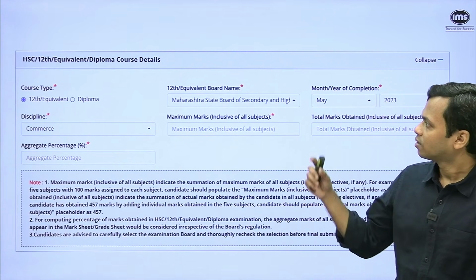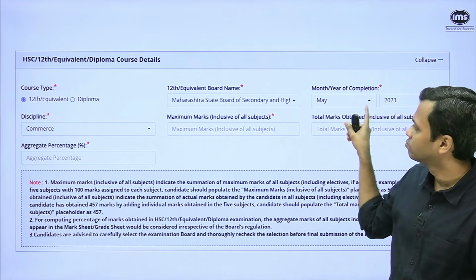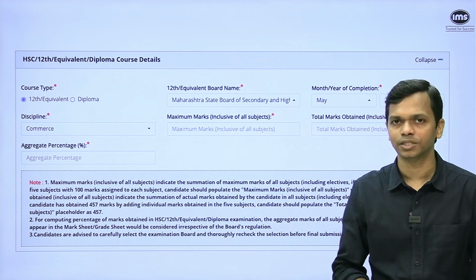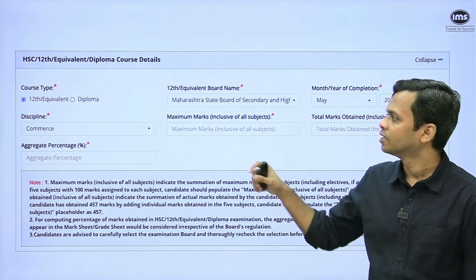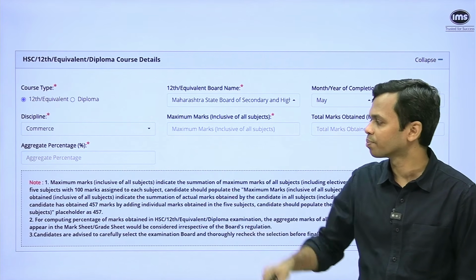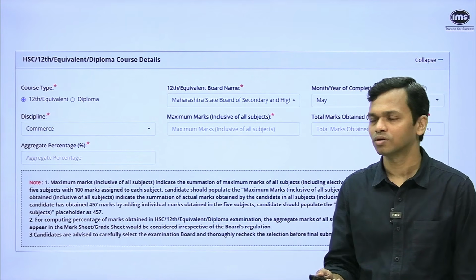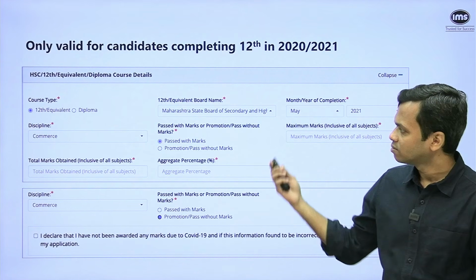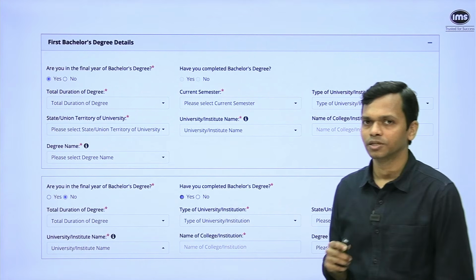Now for 12th, as I mentioned, very similar questions, so not going to spend too much time. The board name, completion, discipline, maximum marks, total marks, aggregate percentage. Again, discipline, I'm sure all of you will be aware of it, science, commerce, arts, and so on. So this also has an impact on your shortlisting chances, so select that properly. Then standard things apply, enter all the subjects that appear on the mark sheet. Again, for 2020-21 students for 12th standard, this is how it looks, very similar to 10th standard. And then we go to the bachelor's degree.